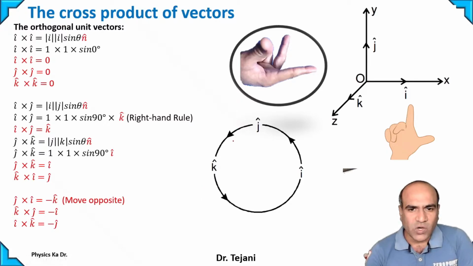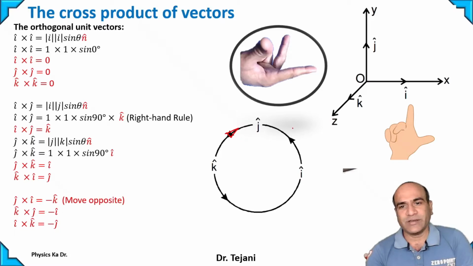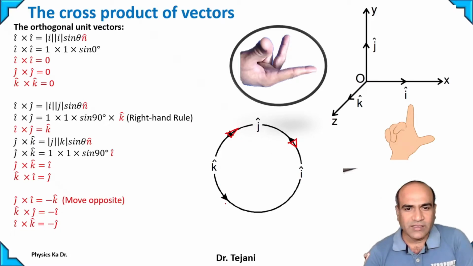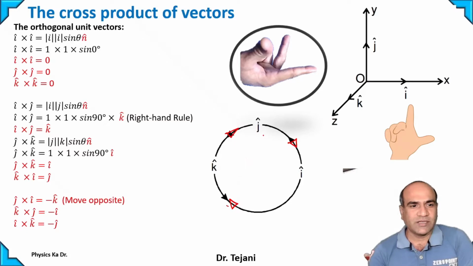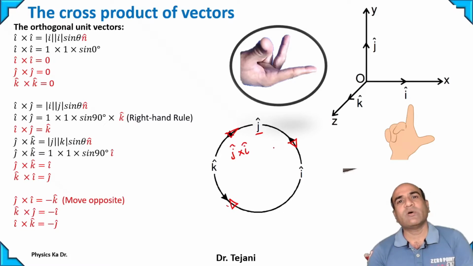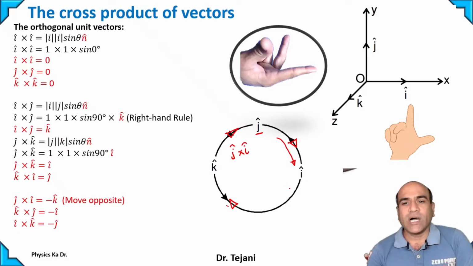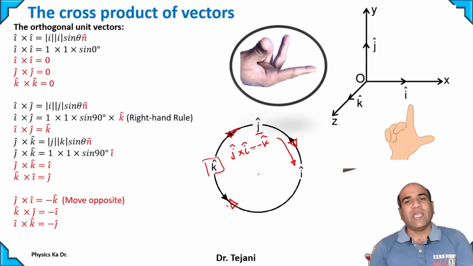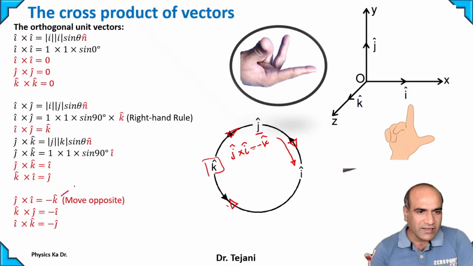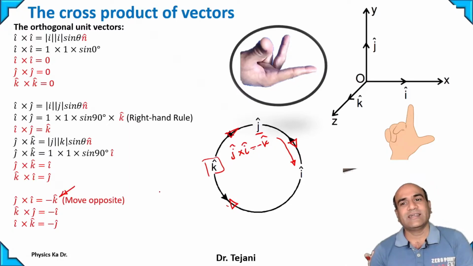See here, if the opposite directional movement is taken, for example, if you take all of these directions opposite, first j cross i. See, direction is very important when we talk about cross product. So we are moving from j to i in the opposite direction, so we are getting k, but here it is minus k. If you move in the opposite direction, we get a negative result.